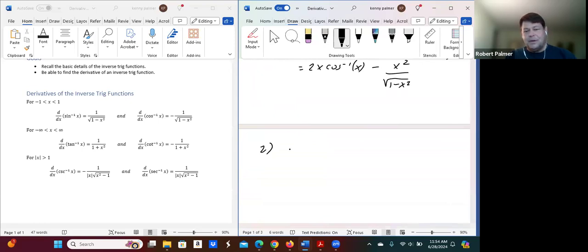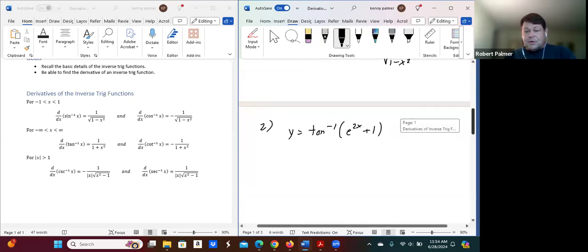Let's say y is equal to the inverse tangent of, let's say, e to the 2x plus 1. So something a little more interesting. Okay. Now, this is obviously going to involve the chain rule.